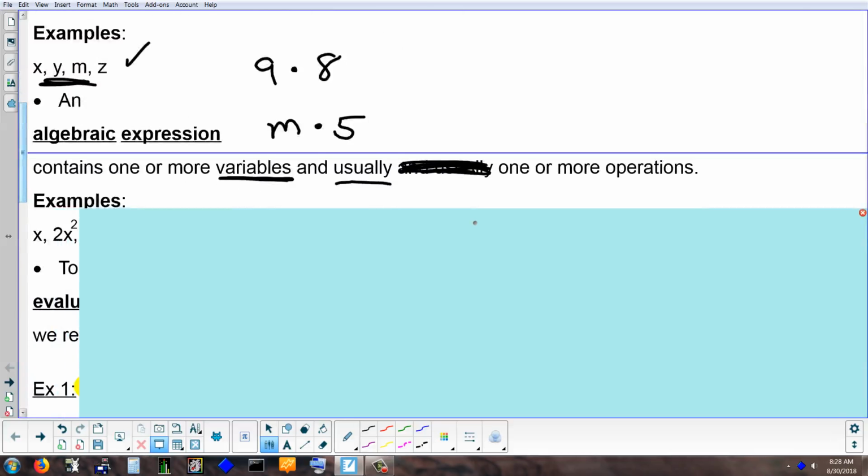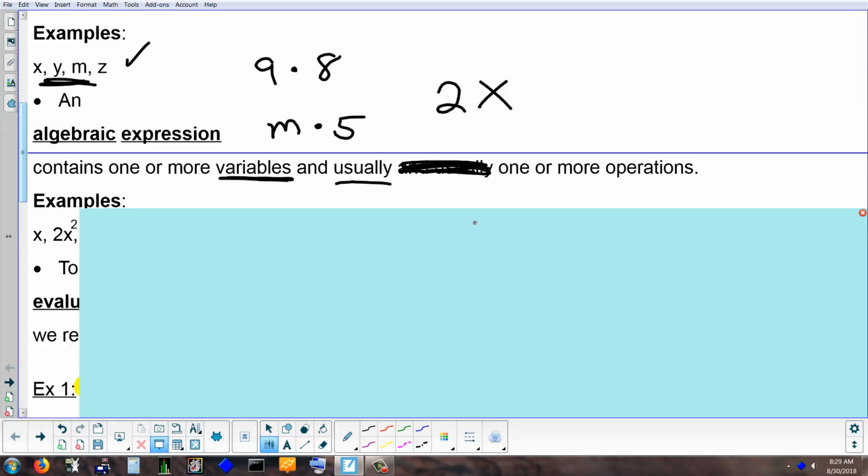2x squared. X is your variable. Wait a minute, what's the operation? 2x squared. We didn't really talk about this yet. Being multiplied. Yeah, it's being multiplied. So you might be like, well, wait a minute, I thought when you said multiply, you have to put a dot or you have to put a parenthesis. No, there's a third way. If you put a number in front of a letter, that always means multiplication.